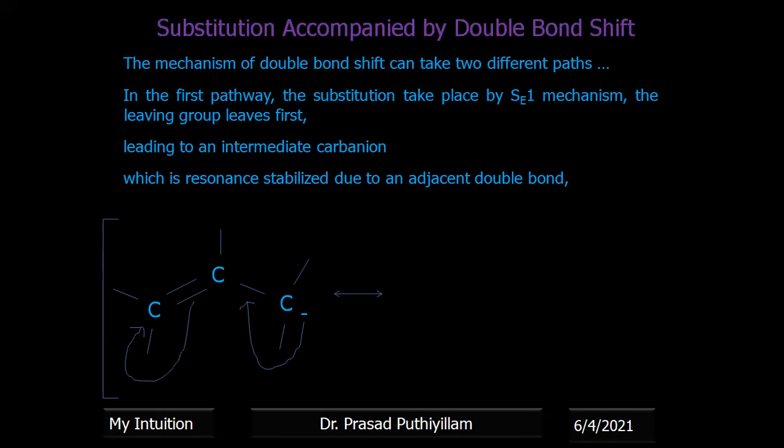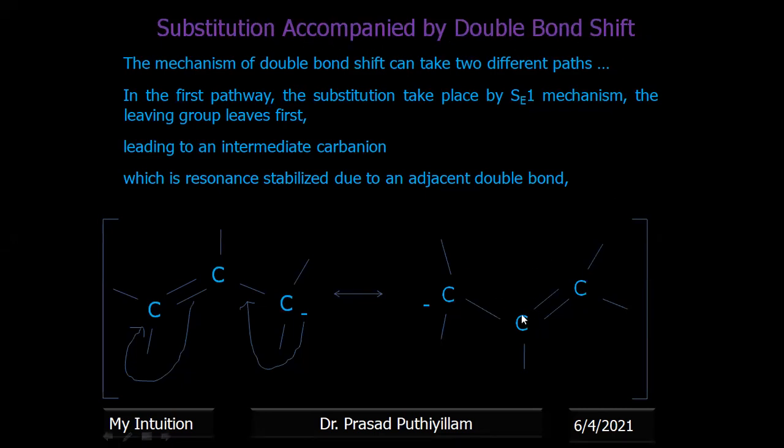Therefore that is represented as a resonance structure, a resonating structure, in which a negative charge is shifted to the third carbon. That means the double bond is shifted. Because of this resonance, the double bond shifted. That is our heading, accompanied by double bond shift.